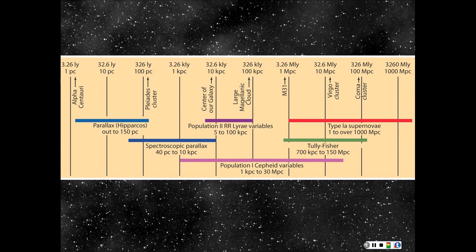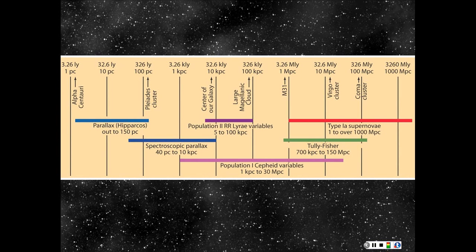This is basically using the MKK luminosity classification, where you use line widths to determine whether it's a supergiant or a giant, and then you've got a rough estimate of its brightness, and then you know how far away it is because you can say this is where it should be on the HR diagram.